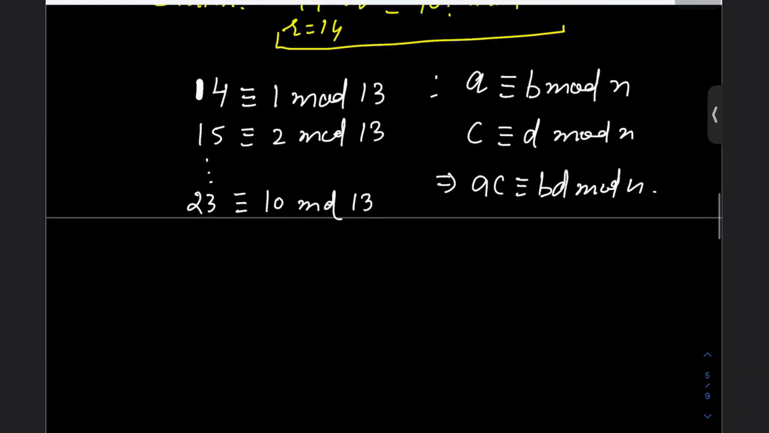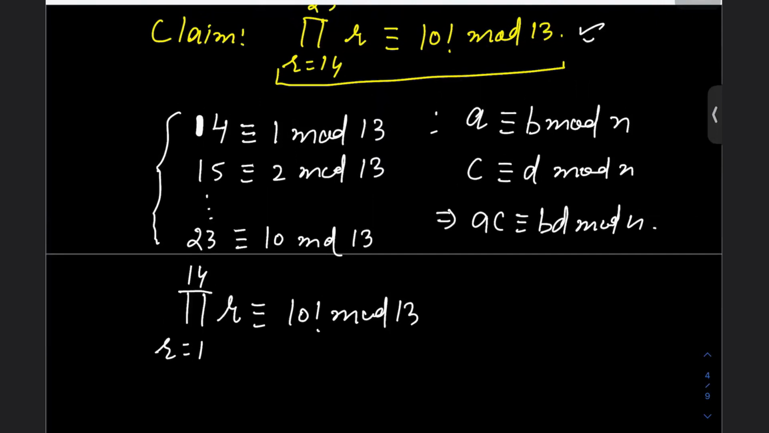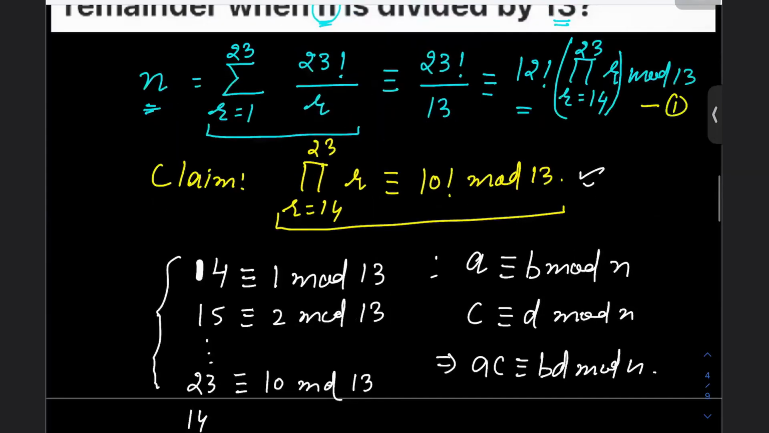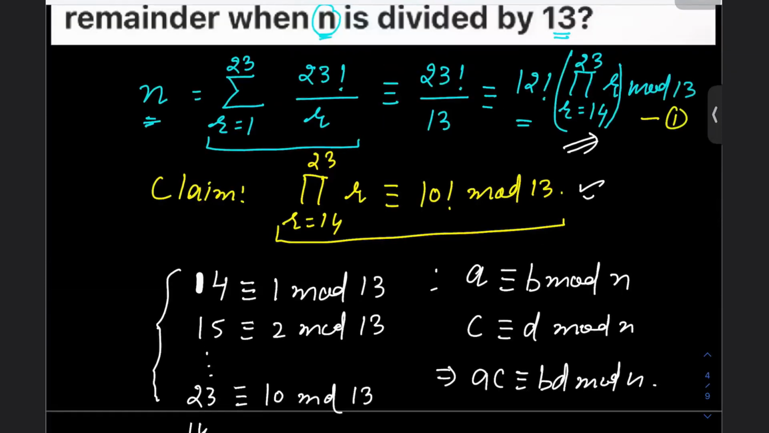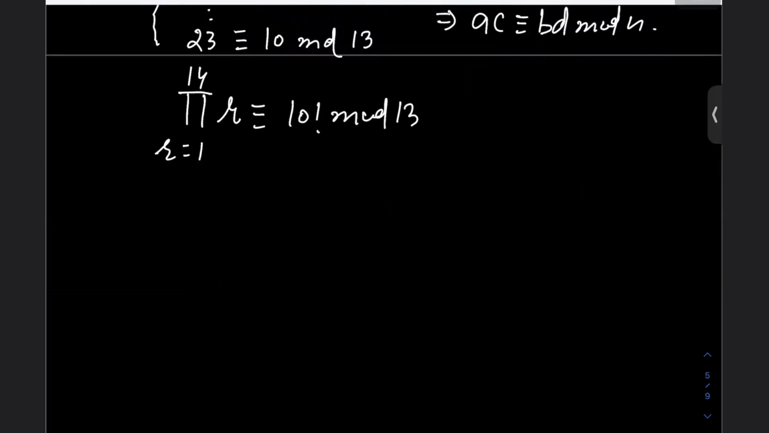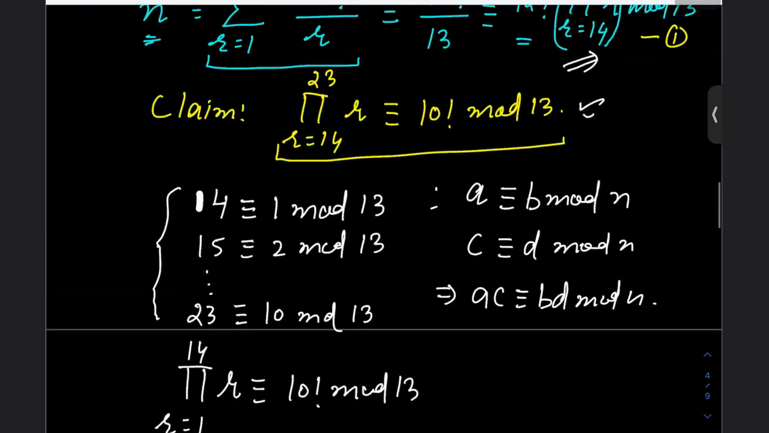By using this property, we have to multiply the left hand sides. We can say that the product of r from 14 to 23 of r is congruent to 10 factorial modulo 13. This is the result we are getting. So our claim is true. Now, from 1 we can say our claim is true, and I'm taking this claim as 2.